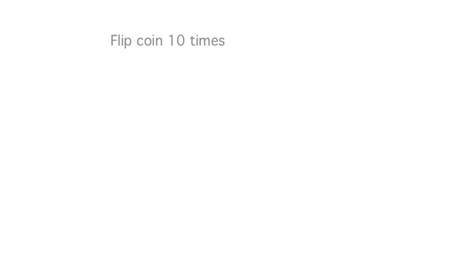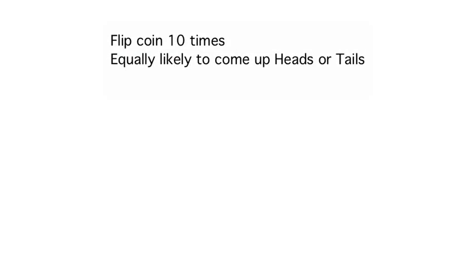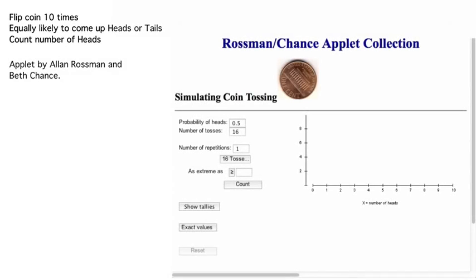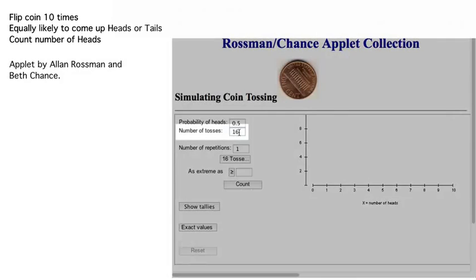Let's start with an example that we've already seen, flipping a coin 10 times, which is equally likely to come up heads or tails. This has a well-understood probability model in our theoretical world. The number of heads that can come up in 10 flips could be anything from 0 or 1 or 2 up to 10. And some of these values are more likely than others. Let's flip 10 coins a few times and see what we might get. We'll use this applet, which simulates coin flips, using an American penny. We'll set it to carry out 10 flips.